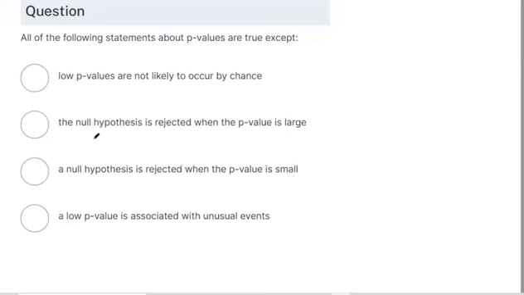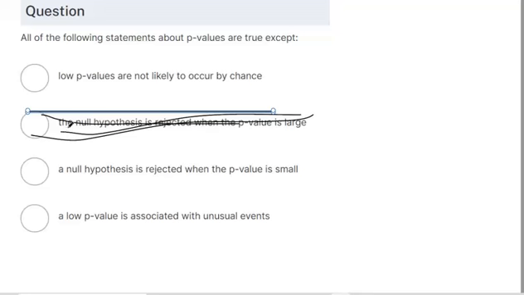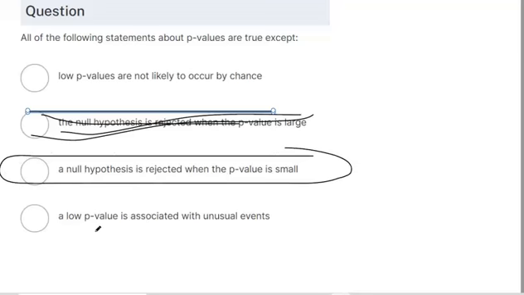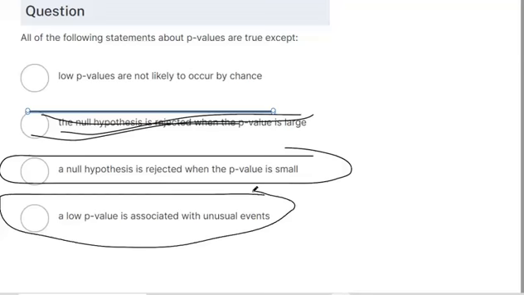The next one, the null hypothesis is rejected when the p-value is large. Oh, that's not true because we just did that one, right? The null hypothesis is rejected when the p-value is small. A low p-value means something's happening. We reject the null. A null hypothesis is rejected when the p-value is small. That's true. A low p-value is associated with unusual events. That's true. If you get a low p-value, it means you got something here. You found something that's statistically significant.